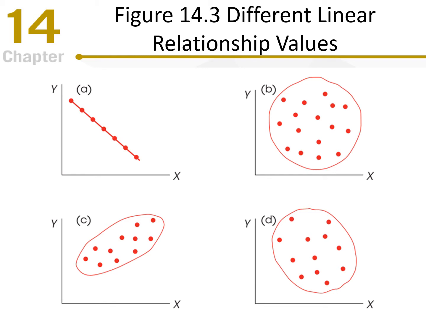And in figure D, you see a slight negative correlation. You see that the dots are going down from left to right, but they're really spread out a lot. So this is a very weak negative correlation.